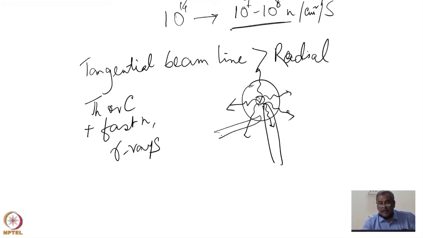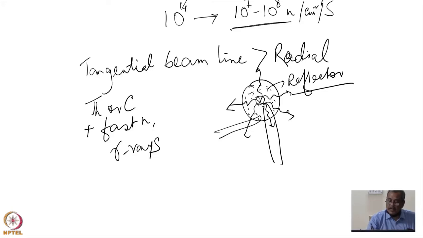When I make a beam line tangential, somewhat like this, then I am not looking at the core directly. And sometimes we even go out from the core to the reflector. And in the reflector, if it is a small core like ILL Grenoble, here I have the neutron flux almost isotropic and uniform, or maybe falling somewhat slowly. Here I can make the beam line look at a certain part of the reflector, but not directly looking at the core. So this reduces the fast neutrons and gamma rays and allows thermal or cold neutrons.